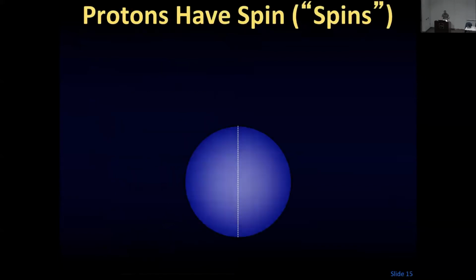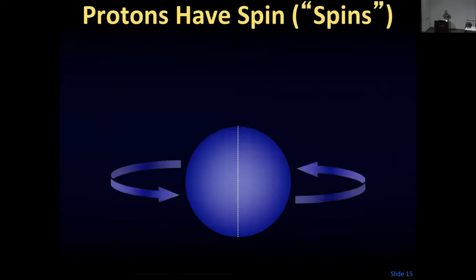Now let's talk a little bit about this quantum mechanical property that protons have. So protons have a quantum mechanical property called spin. And I didn't make this up, but because they have a quantum mechanical property called spin, in the MR literature, people often refer to protons as spins. So whenever you hear someone talk about spins in the setting of MRI, they're talking about protons.